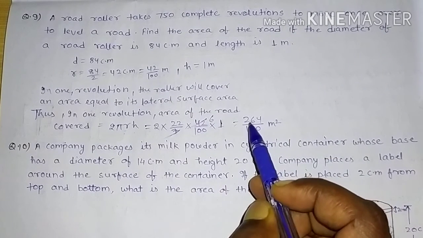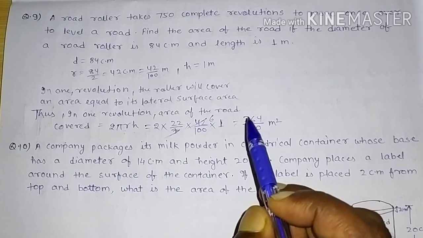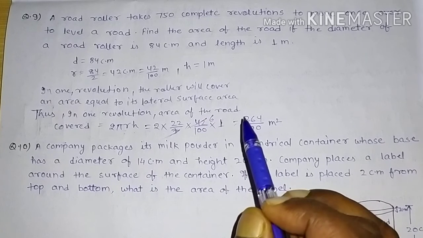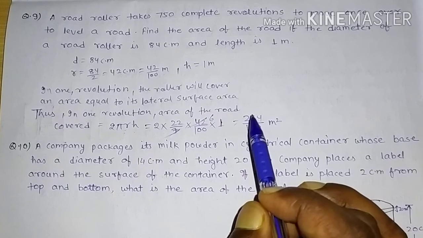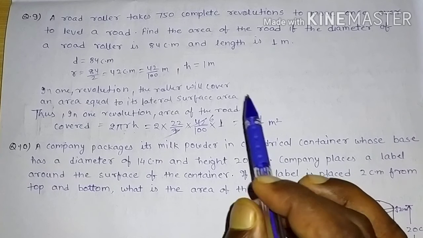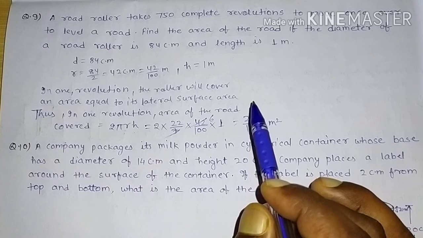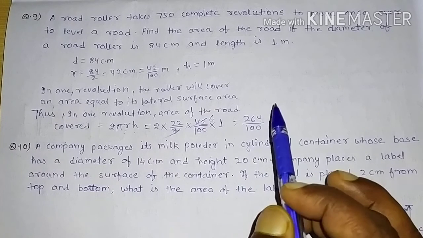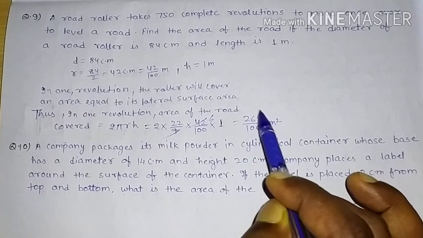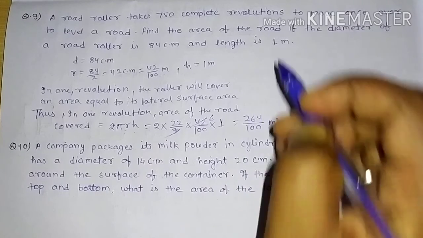which the roller covers, this is the area the roller covers in one complete revolution. ओके, एक रिवोल्यूशन कंप्लीट करने में जितना एरिया कवर करता है वो एरिया, दिस इज द एरिया, वही वो एरिया है. ठीक है.